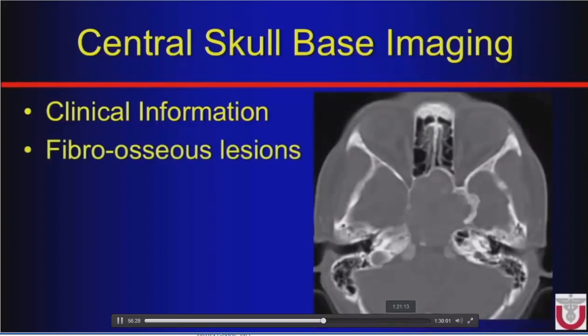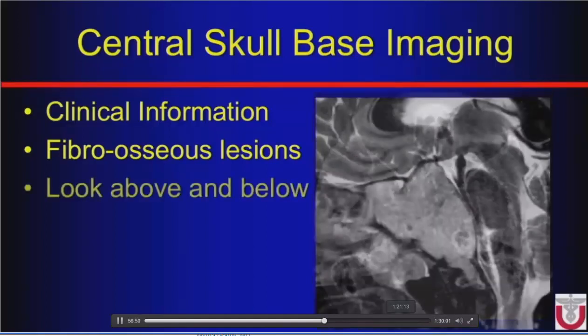Remember all these fibroosseous lesions, ossifying fibroma, non-ossifying fibroma, fibrous dysplasia, Paget's, and think about how they change the bone. And be careful about the words you use when you're describing things. Lytic, expansile, destructive, permeative, sclerotic. As soon as you start using some of those words, it sometimes may lead you down a completely wrong path if you're talking about them incorrectly.